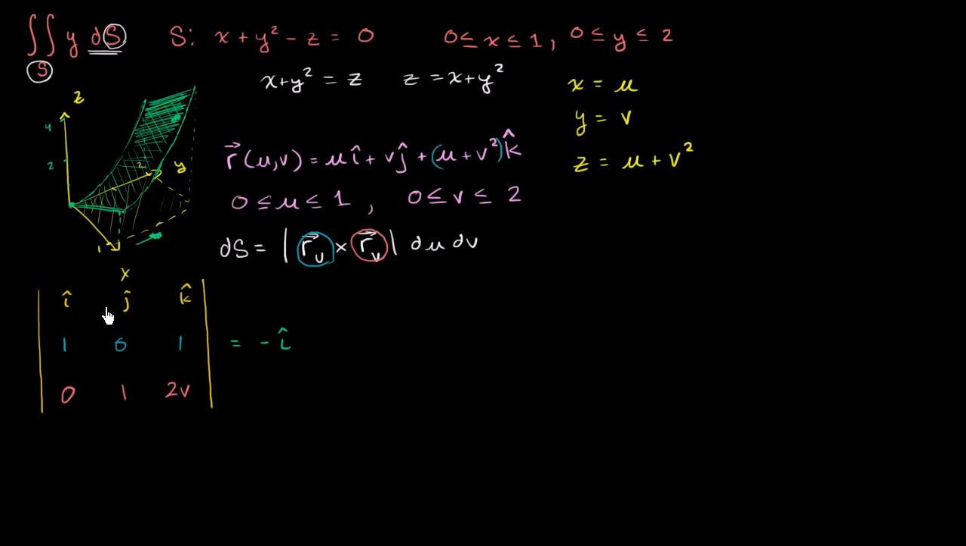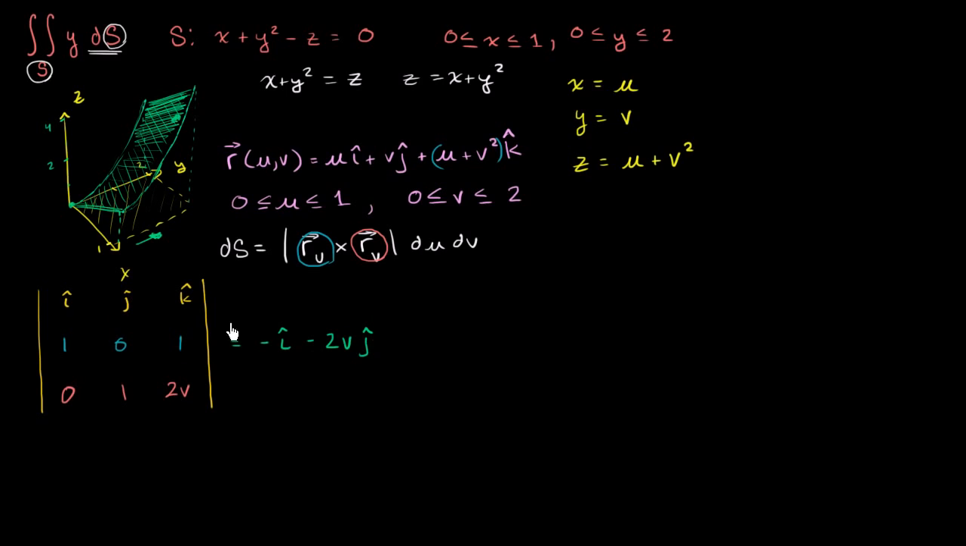And then the j component, and we're going to have to put a negative out front, because remember we do that checkerboard pattern. So cross out that row, that column. 1 times 2v is 2v minus 0 times 1, so it's going to be 2v. But since it was the j component, which is going to be negative, it's going to be negative 2v j. Let me make sure I did that right. That column, that row, 1 times 2v is 2v, minus 0 is 2v. In the checkerboard pattern, you'd have a negative j. So you have negative 2v j.